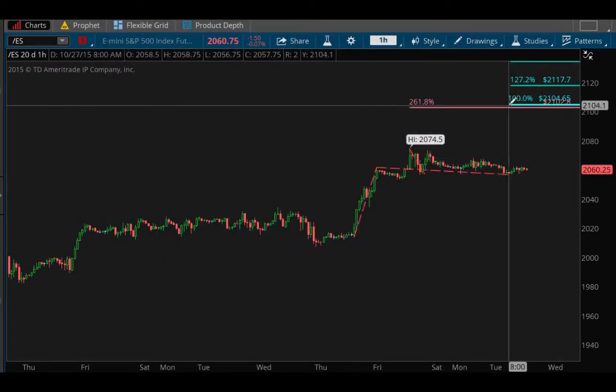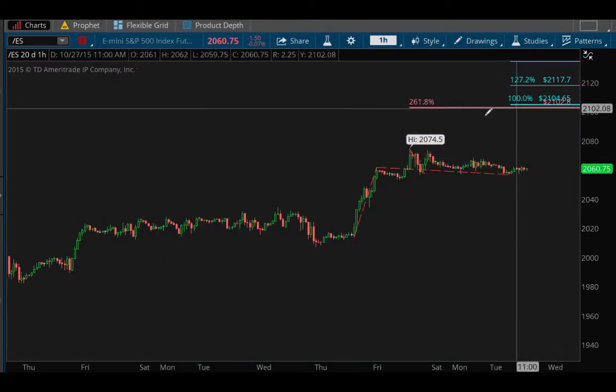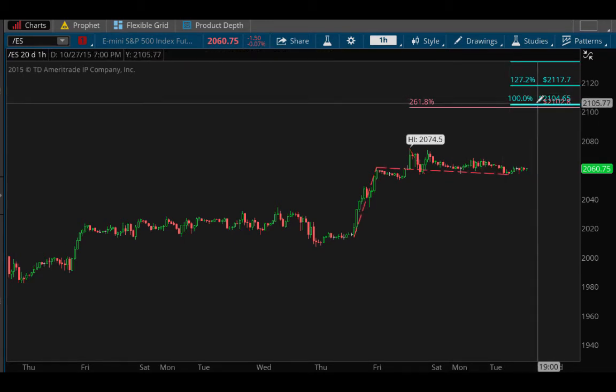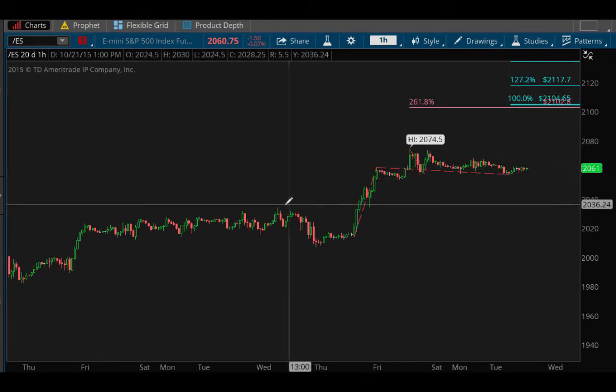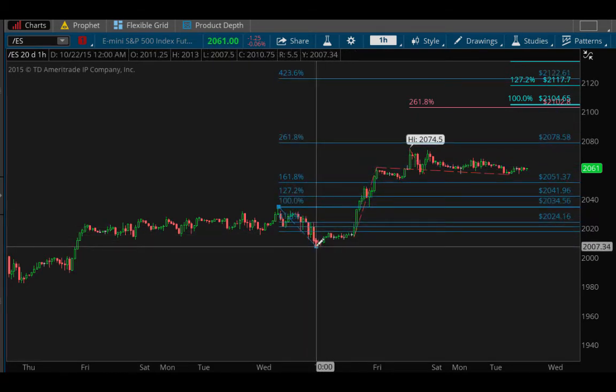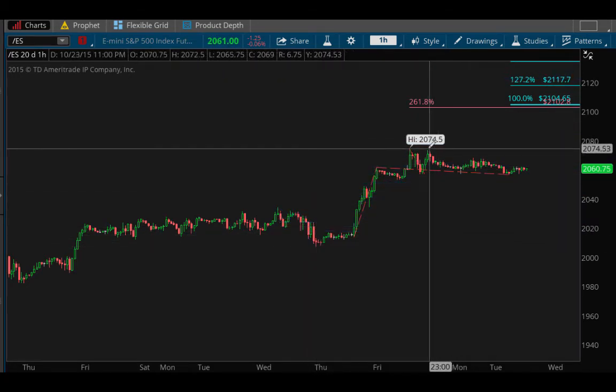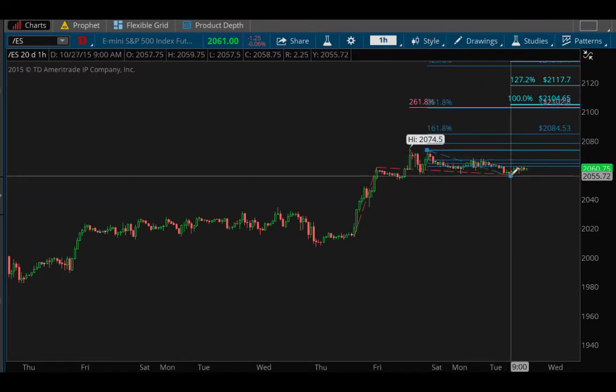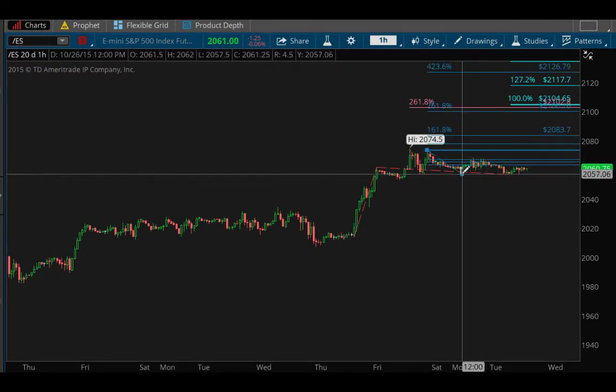When you're doing clusters, it helps that you color code everything so you can see the difference in all of the clusters. Next, we can try an extension from here. There's not really anything. We can try an extension from here to that move.